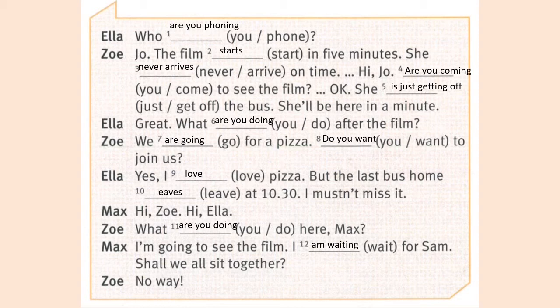Ella says, great, what are you doing after the film? We are going for a pizza. Do you want to join us? So this is number 6 and number 7, present continuous, because you're talking about arrangements, so they agreed upon going for a pizza in advance. Do you want to join us? That's a spontaneous action, that's why you use the present simple here. Yes, I love pizza. So that is a fact, something that is permanent.